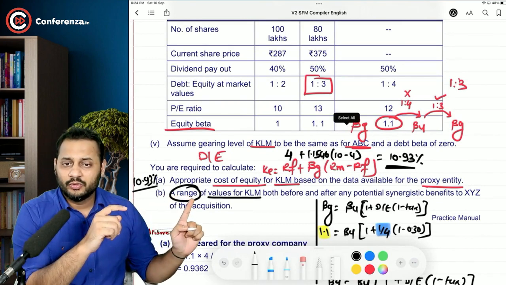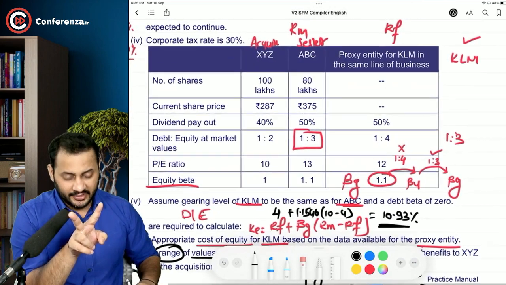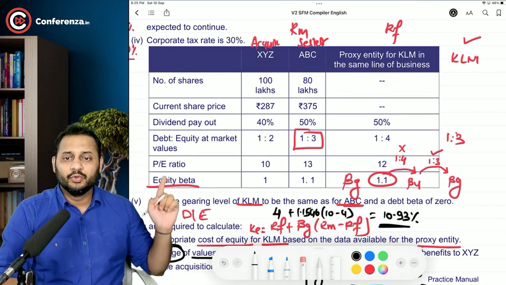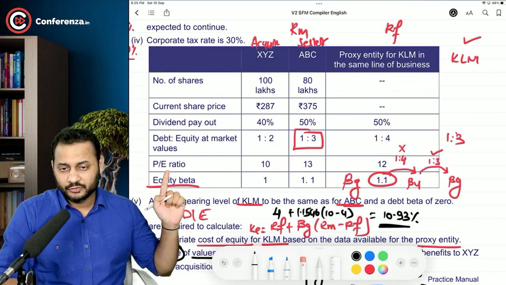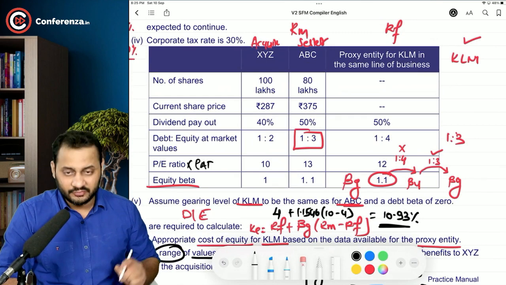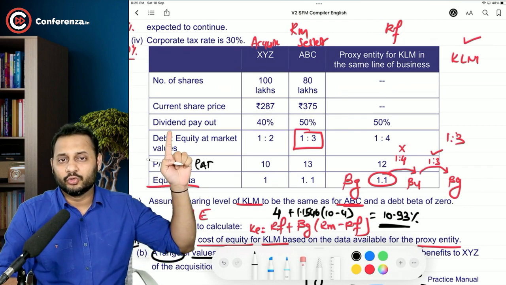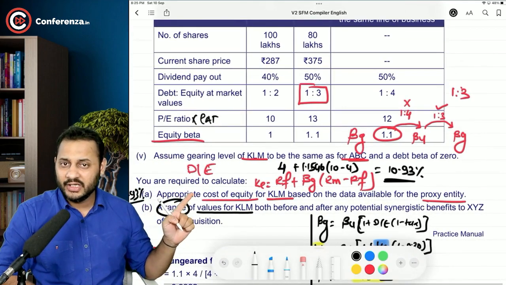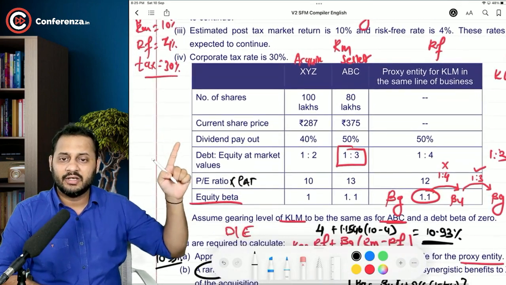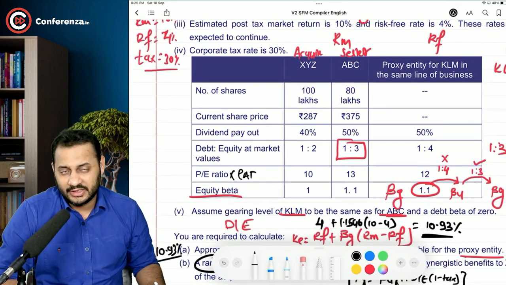So we have to calculate values on the basis of two different bases. Let's find out the bases. We can use the PE ratio model to calculate the value. PE ratio multiplied by profit after tax will give you the market value of KLM. Again, we can use the dividend growth model because we have the cost of equity, we have the growth rate here of 7%, and we have the dividend payout ratio as well. So we can use that.